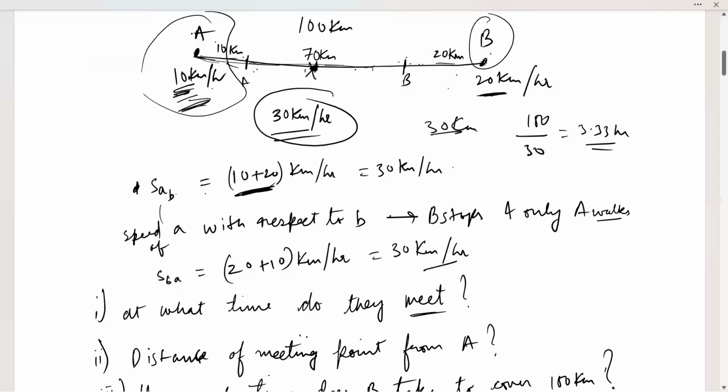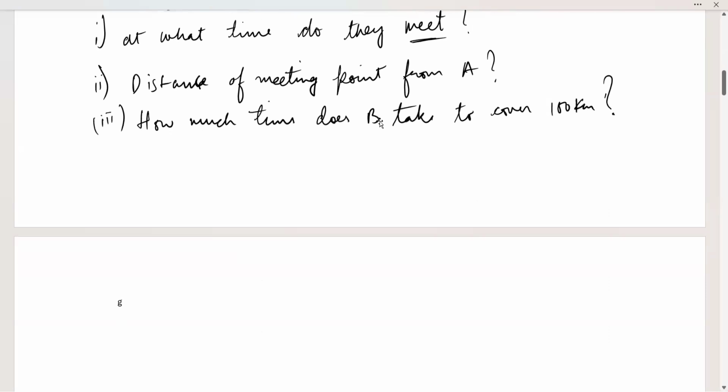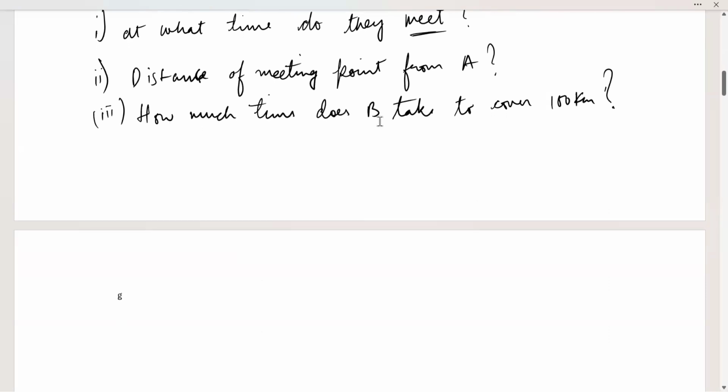Now, observe, this is very simple. The distance between them is 100 kilometers. So, when they meet, what will happen? The distance between them will be zero. Okay, I will draw it again here. When they meet, the distance between them will be zero. They came here; earlier it was 100 and now it has become zero. So together, they have covered the entire 100 kilometers.